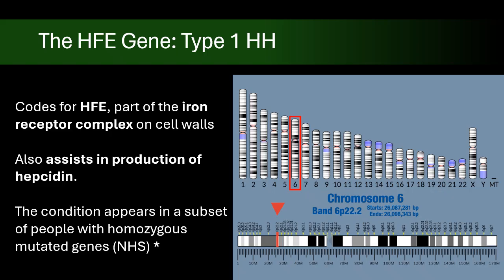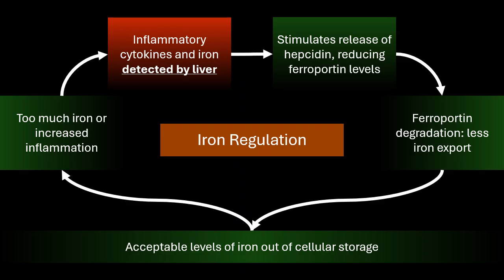Going back to our iron regulatory diagram, we can see that a mutation in the HFE gene will affect the detection of the iron by the liver, which means that there is not enough detection to sufficiently trigger the regulatory systems that keep iron in check.